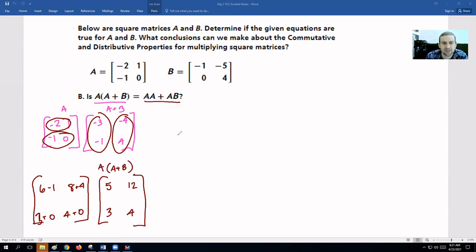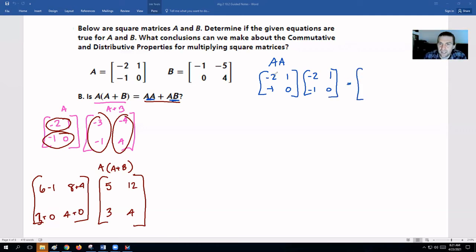We're going to see if that's the same thing as if we did this. All right, so now to do this problem, we got to do two things. We got to do A times A, then we got to do A times B, and then we're going to add those two matrices together. So let's do A times A. -2, 1, -1, 0. We're going to multiply that by itself. We don't just square all the numbers. Okay, so let's see. -2 times -2 is 4. 1 times -1 is -1. And so we would have a 3 here in our answer.